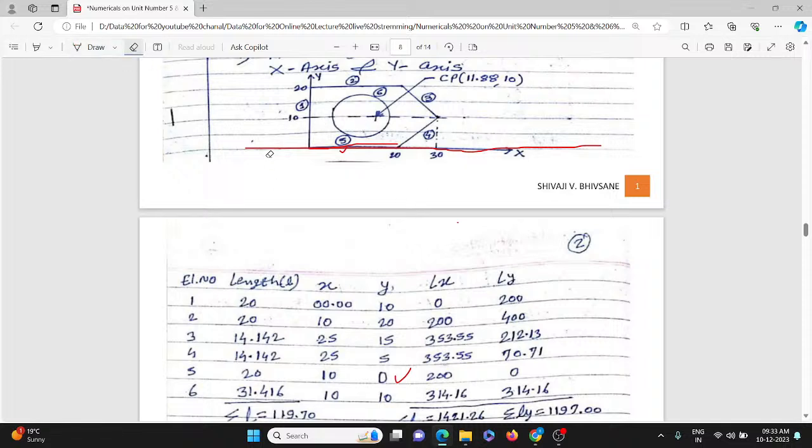So very simple. Are you getting this? Now let me know. Have you understood this, why, as far as element number 5 is concerned? Now please comment. Have you got this? Very simple. So what is y? That is the distance from x. And what is x? That is the distance from y. Okay. So please comment. Have you understood this for element number 5? How it is 0?